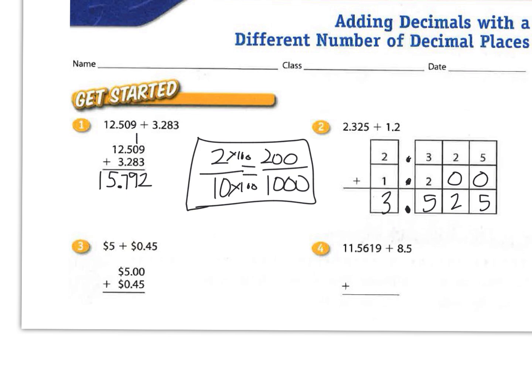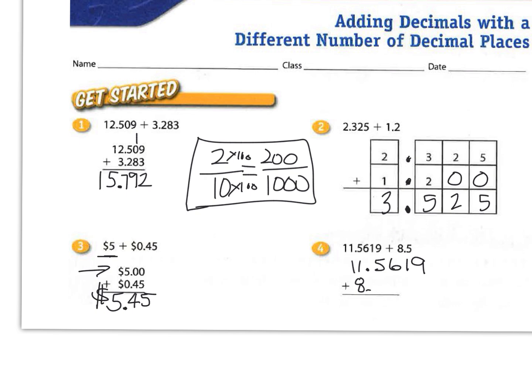Here, notice this with dollars. So $5, we can write it like this, but if we were writing out the whole thing, we would add those zeros in the place where we would usually put cents. So 0 plus 5 is 5. 0 plus 4 is 4. Bring down the decimal point. 5 plus 0 is 5. So $5.45.